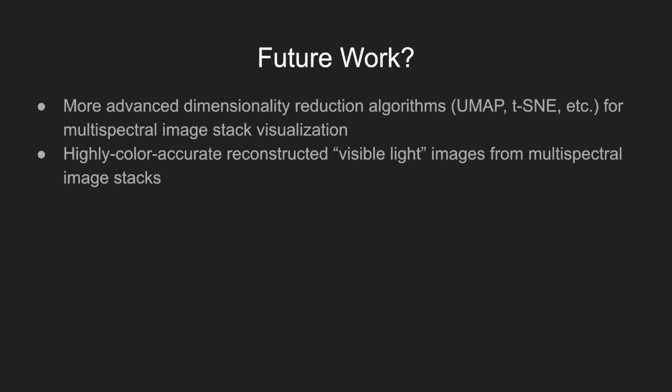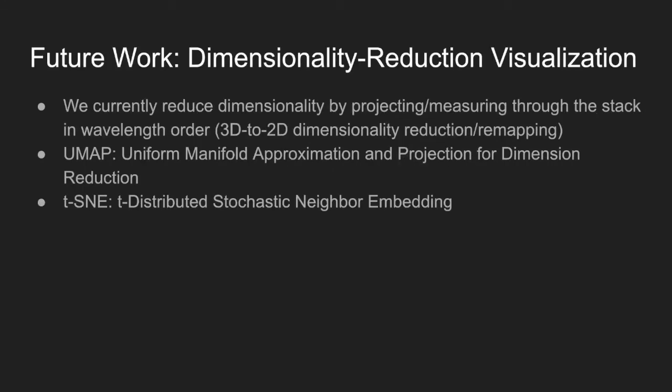So what's the future work for visualization and automated processing? Well, obviously one thing is to hook everything together, but the other things that we're looking at here at Duke are more advanced dimensionality reduction algorithms for visualizing that 3D image stack, and also attempting to do highly color accurate reconstructed visible light images from multispectral image stacks. So what I'm talking about with dimensionality reduction visualization is that we currently reduce dimensionality by projecting through the stack in wavelength order for each pixel.